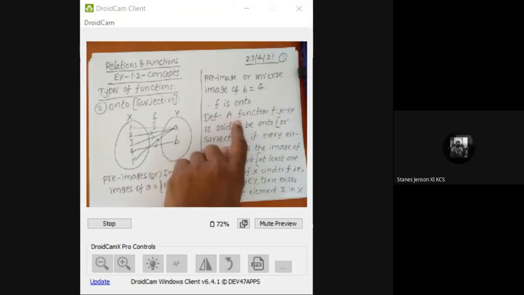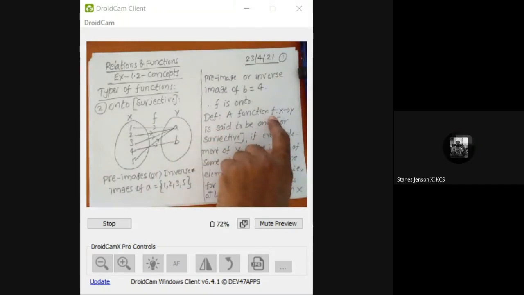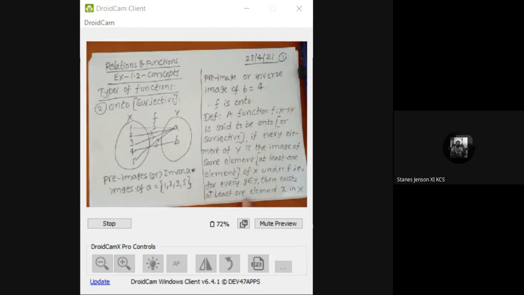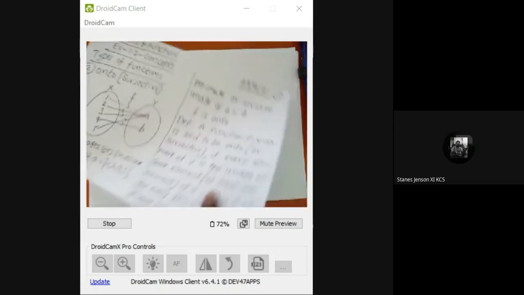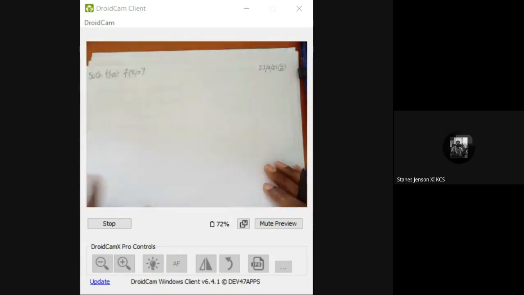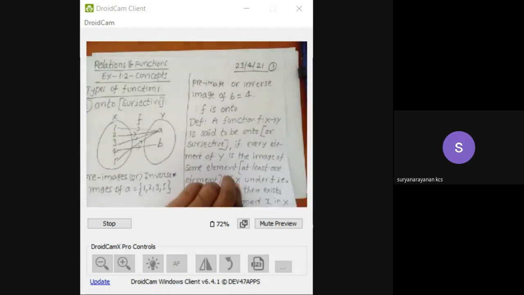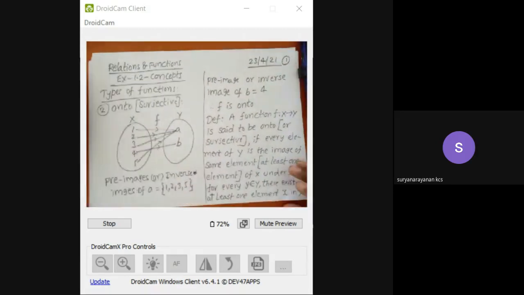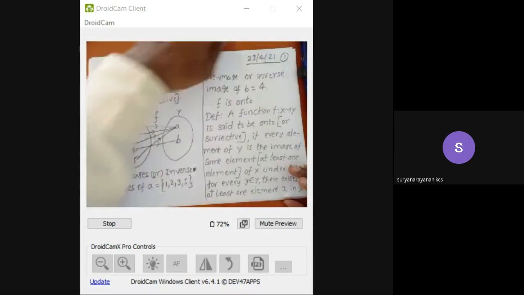A function f is a mapping from X to Y said to be onto or surjective if every element of Y is the image of some element, at least one element of X under f. That is, for every y belongs to Y, there exists at least one element x in X, such that f of x is equal to y. Very good.